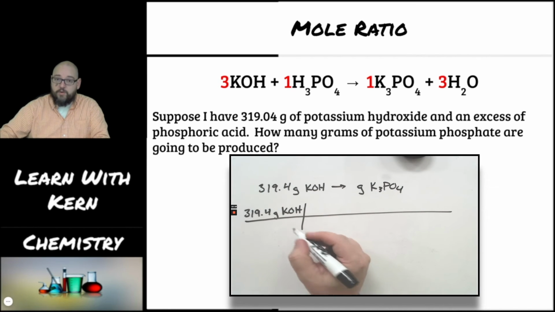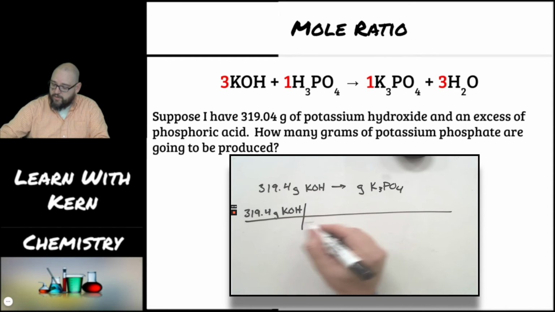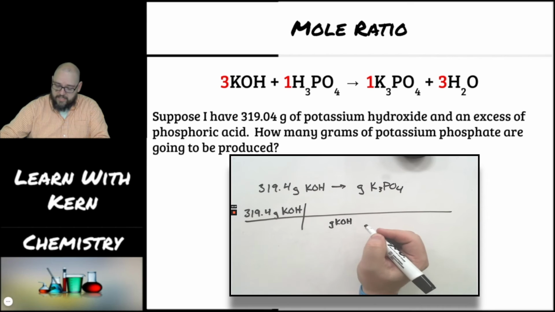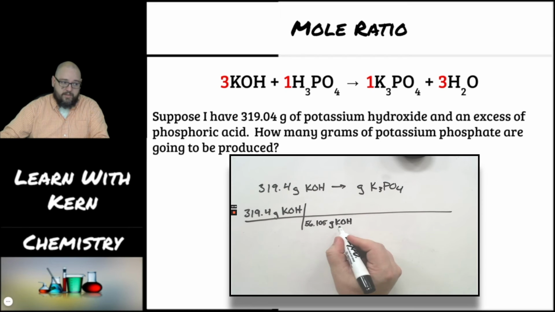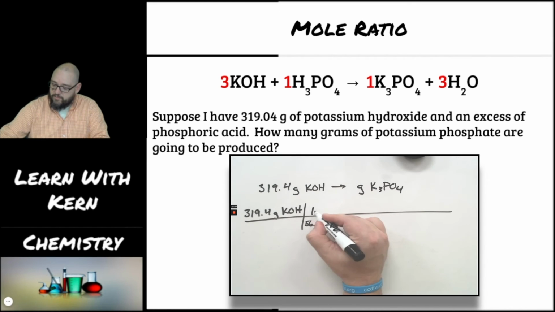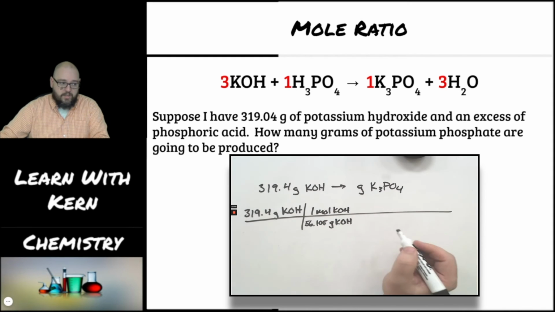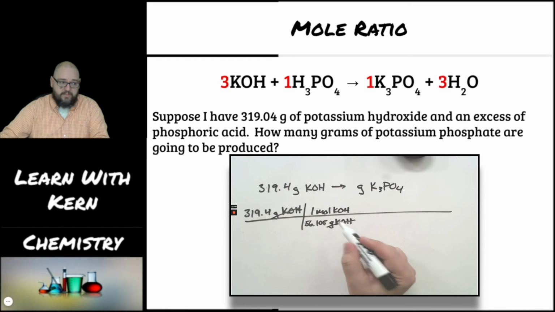The first step I'm going to convert to moles. So if I have grams of KOH here, I need to have grams of KOH down here. And I'm going to put the molar mass of potassium hydroxide. So hopefully by now you know how to find the molar mass of a compound. And that's going to convert it to moles of KOH on the top. So you'll see that my grams of KOH are canceling. I'm left with moles of KOH.